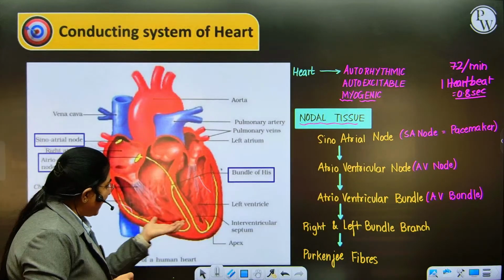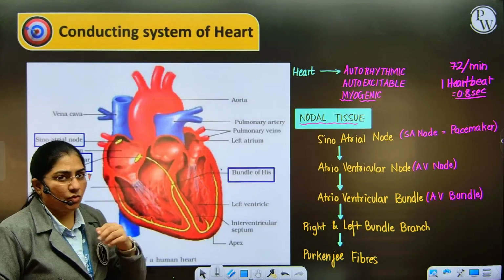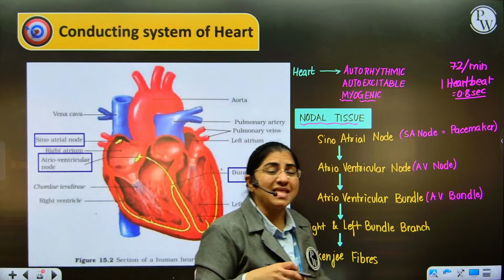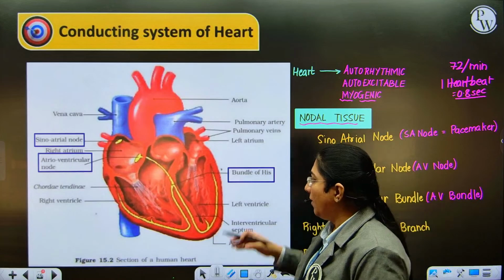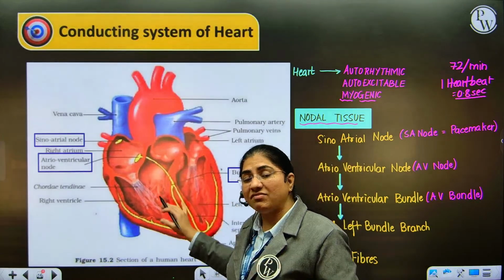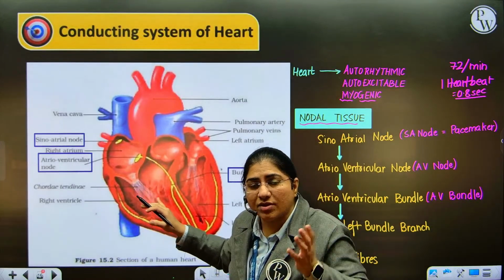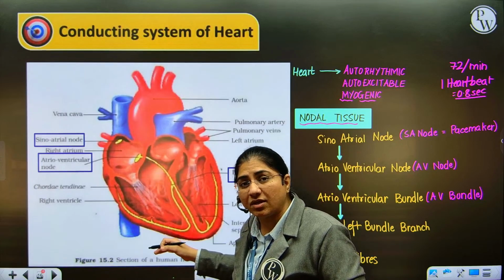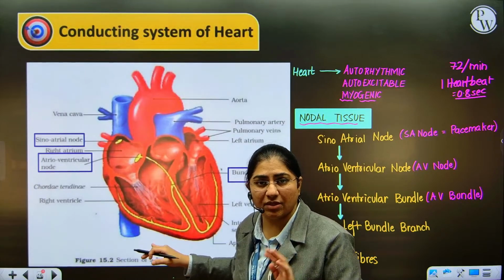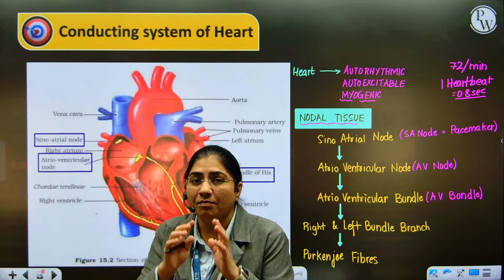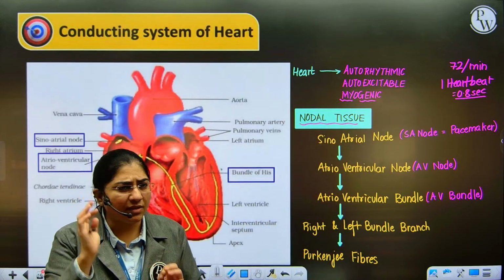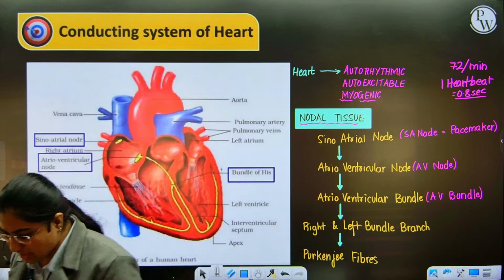Now this entire tissue is called the nodal tissue. They are cardiac muscle fibers but they work as nerves. These are the ones which have the capacity to generate their own impulse. Do all of them have the capacity? Yes, all of them have the capacity. Then why is the SA node called the pacemaker? Because the SA node, can you think? Can you quickly think and tell me the answer? Anyone?